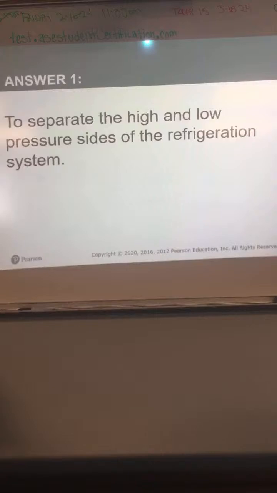Quick question. Do we need to know about the condensate line?